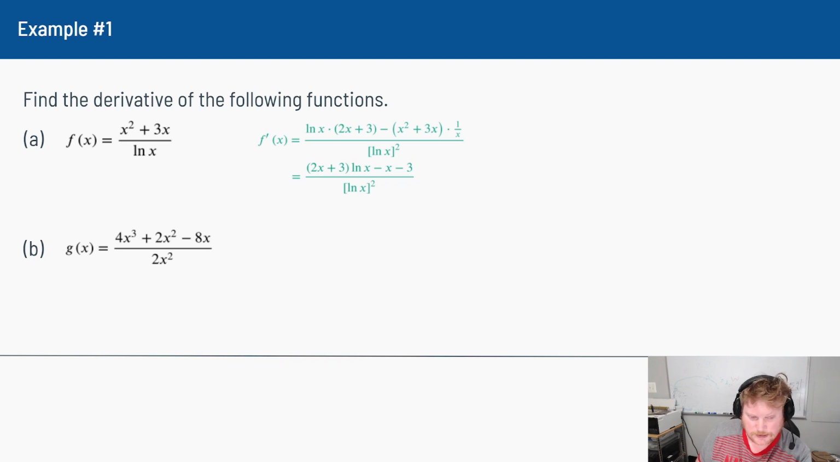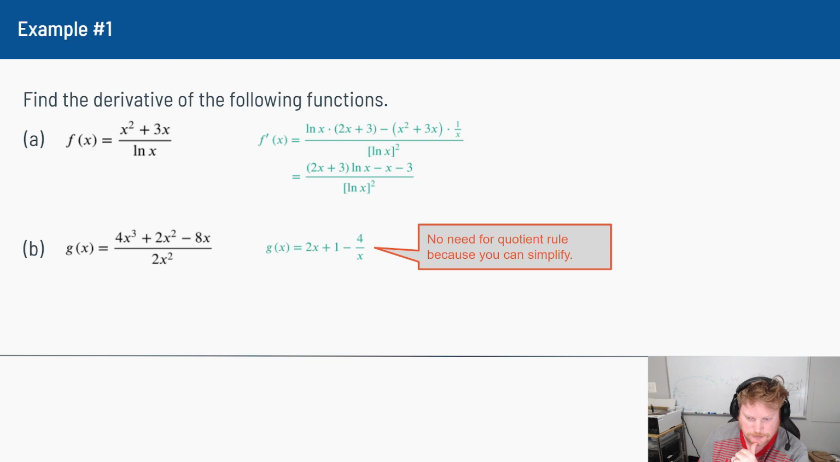So in the next problem, we do have a quotient that's a ratio of functions, the bottom and the top, but this really just simplifies. I can divide each term in the numerator by the term in the denominator to get something that's simplified. So g of x could be rewritten as 2x plus 1 minus 4 over x. So I don't actually need to use the quotient rule because I was able to just simplify the function.